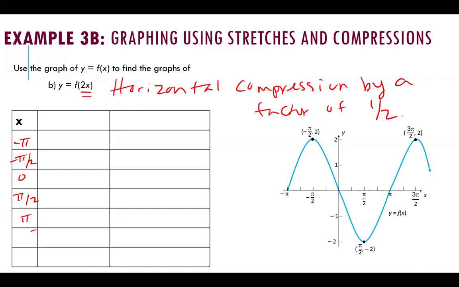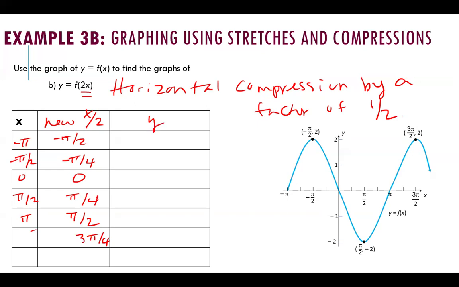So my new x's are going to be x's divided by 2. Now this is going to become negative pi over 2. This is going to become negative pi over 4. This is still going to be 0. This is going to become positive pi over 4. This is going to become positive pi over 2. And then this one is going to become 3 pi over 4.